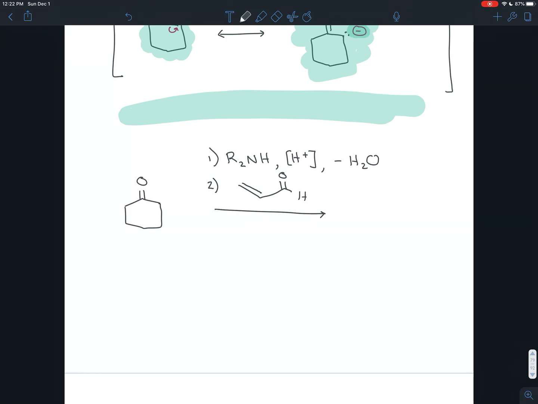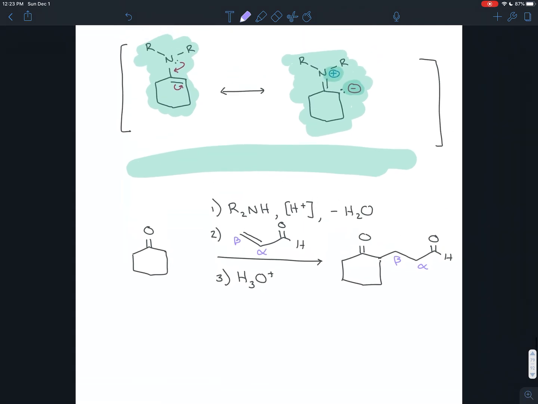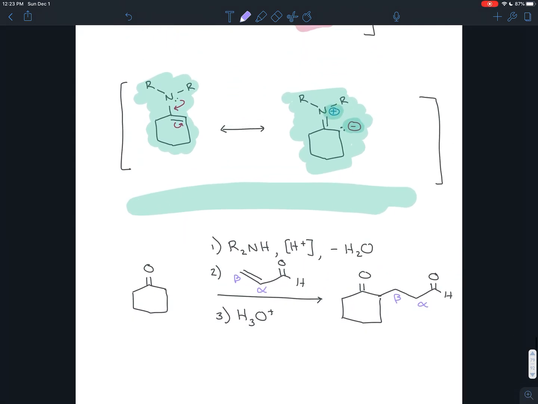When you react it with this alpha-beta unsaturated molecule, it'll attack the beta position, and then to take the enamine off, to turn it back into the ketone, you just do an acid wash. So overall, you would get the ketone back, and it would just connect to the beta carbon. So notice this is the alpha carbon, the beta carbon of your alpha-beta unsaturated molecule. So it's a sort of beautiful workaround, a really clever workaround.